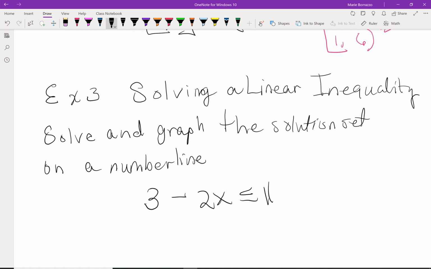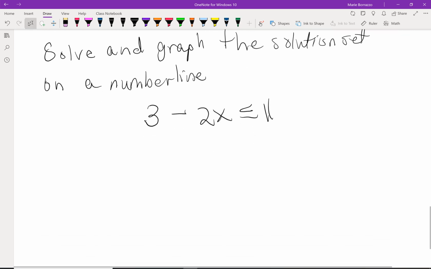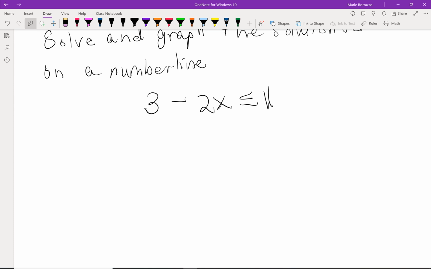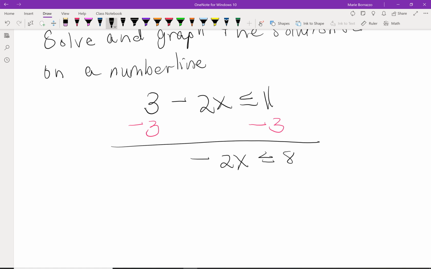So what I'm going to remind you of is the rule that if you ever multiply or divide by a negative, you have to reverse the inequality. Now, as far as this first step, first thing you're going to do is subtract that 3 on both sides. No questions asked. So that means that you have negative 2x is less than or equal to 8. However, at this step, I'm going to divide by negative 2 on both sides. And this gives you x is greater than or equal to negative 4.